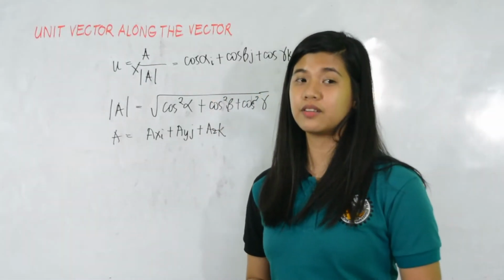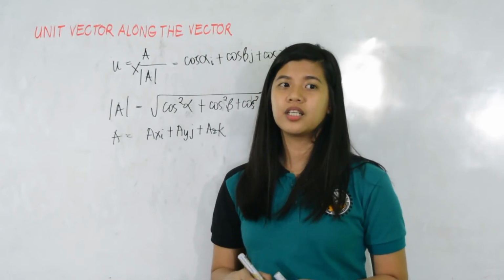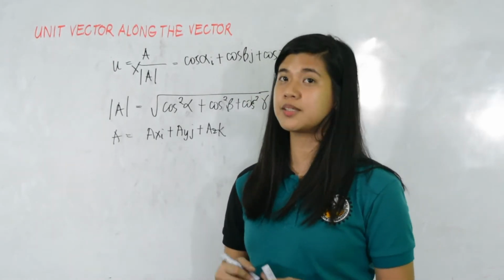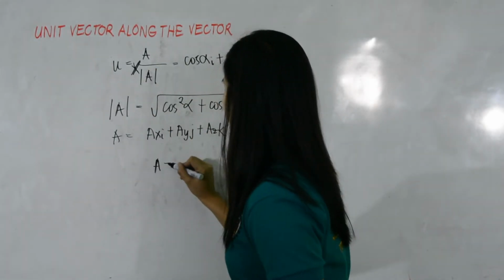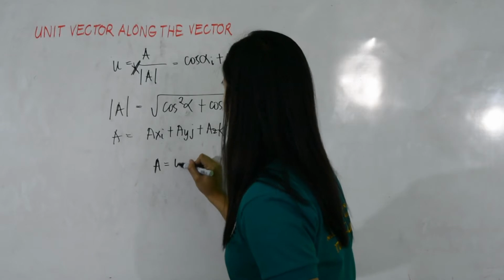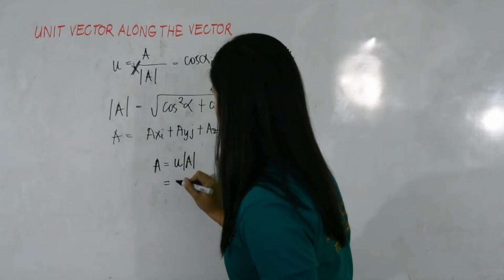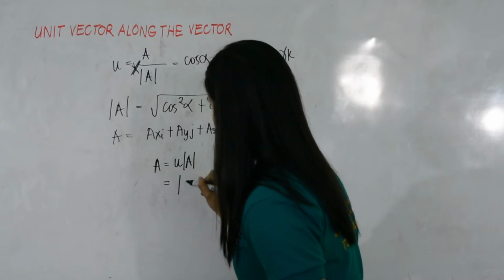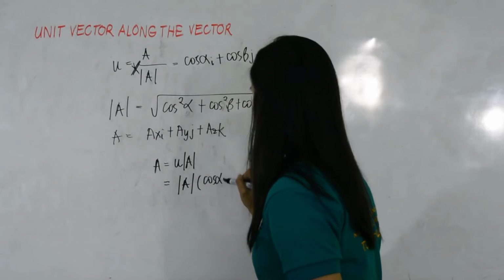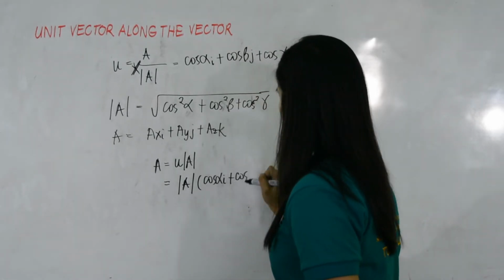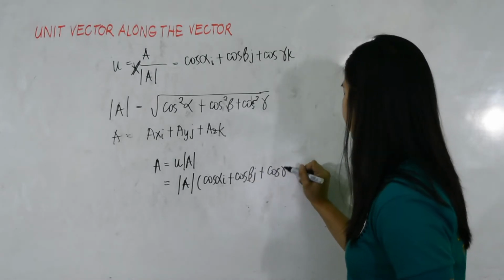If you want to find the vector A, given the magnitude of the vector and its unit vector, just multiply the unit vector and its magnitude. A is equal to the unit vector times the magnitude of the vector, which is equal to the magnitude times cosine alpha i plus cosine beta j plus cosine gamma k.